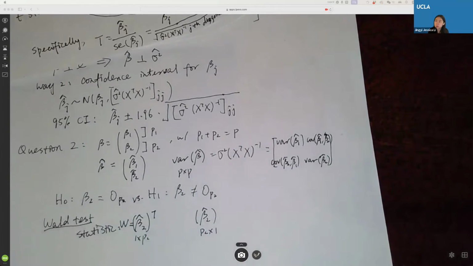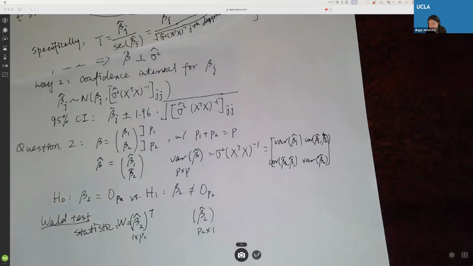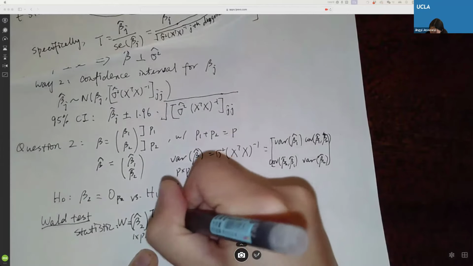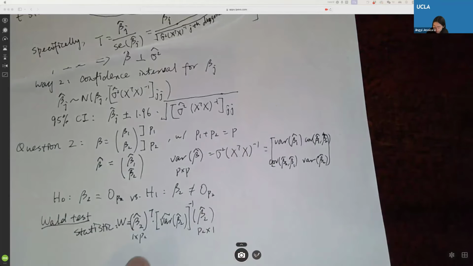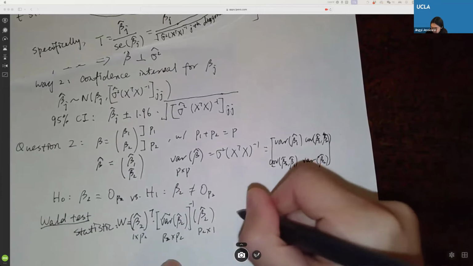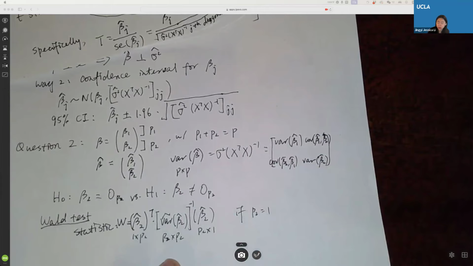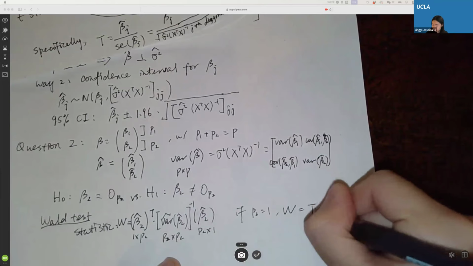But just as with the t statistic, we want to normalize by its variance term. In the scalar case, if we don't square, we just divide by the standard error. But once we square it, we need to divide by the variance. Similarly, dividing by variance here becomes multiplying by the inverse of the variance covariance matrix in the middle. So in the middle, we multiply the inverse of the estimated variance covariance matrix of beta 2 hat. This is a P2 by P2 matrix, so the product is a scalar, 1 by 1. If P2 is just one-dimensional, it reduces to our t statistic: W becomes just the square of the t statistic.